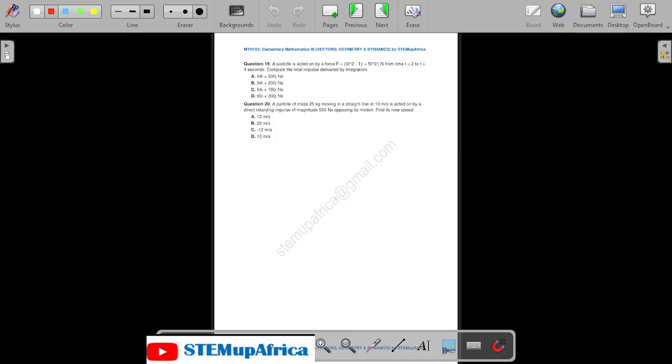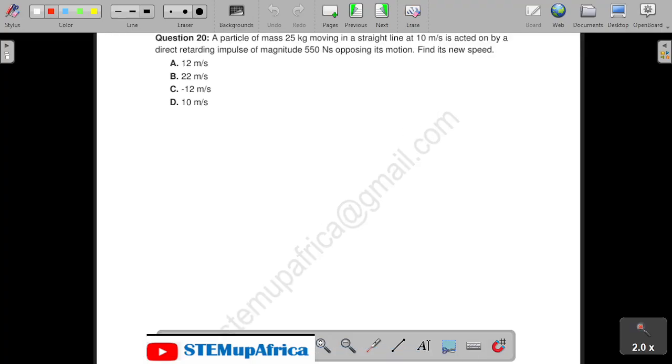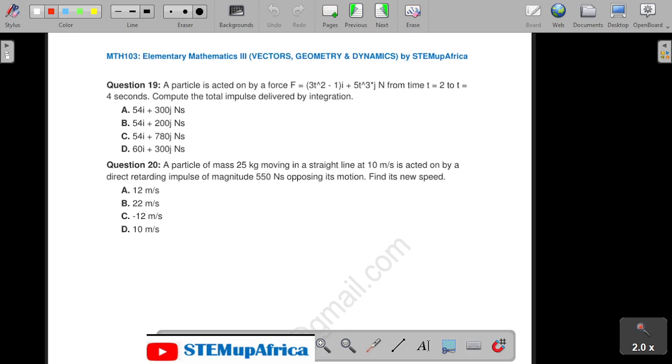So let's go to number 19. Number 19 said a particle is acted on by a force of this, from this to this, compute the total impulse delivered by integration. They gave us the force. They didn't give us the impulse.